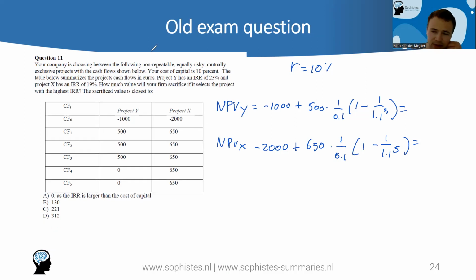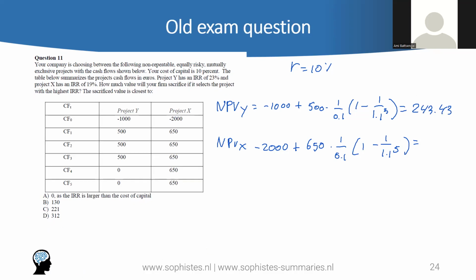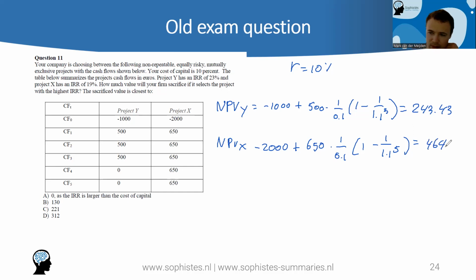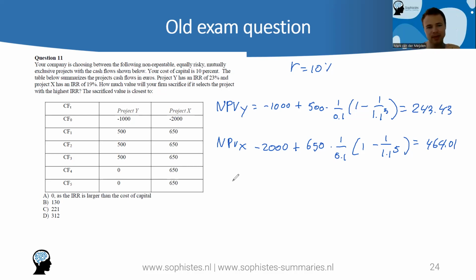Did you get 243.43? And 464.01? Okay. And we said that you actually should now choose for which project based on the NPV. You should choose for X or for Y. You should choose for X. X is the best option, right? Because that has the highest NPV.